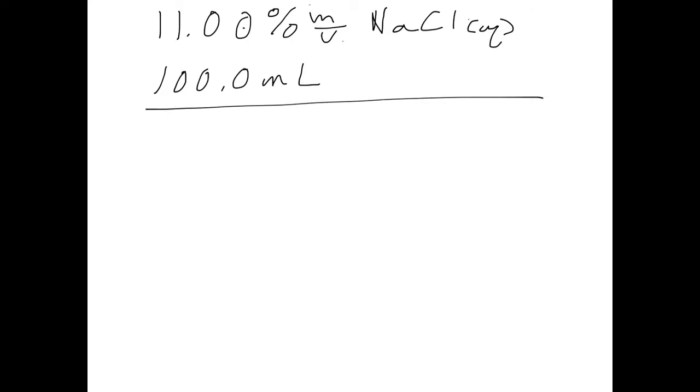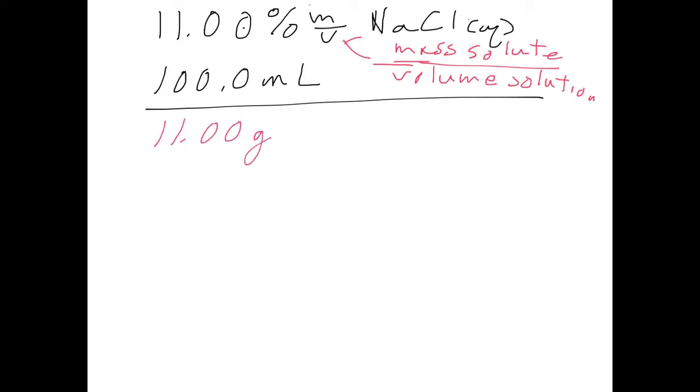Well, remember from our previous slide that it's mass of solute over volume of solution. So if I want to make 100 milliliters of solution, that means I'm going to have 11 grams of sodium chloride. So the first thing I would do is go to a scale and measure out 11 grams of sodium chloride.